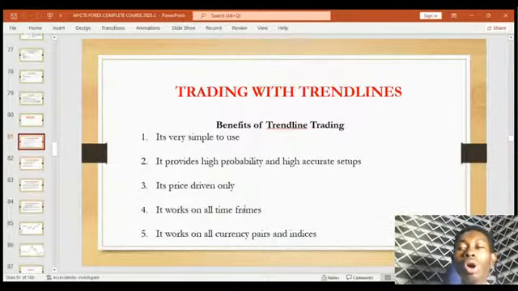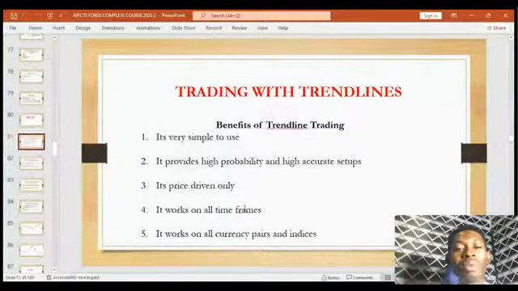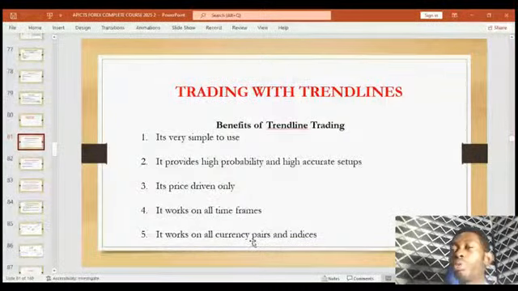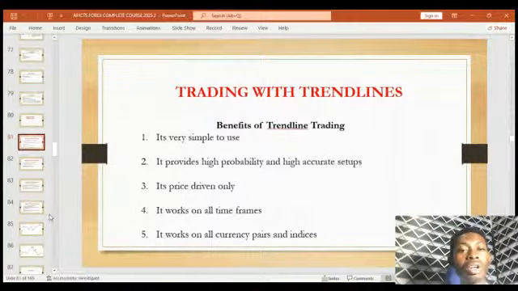It works on all time frames. People use trend line on 1 minute, on 5 minutes, on 15 minutes, and so on. There is no time frame you cannot use trend line on. It works on all currency pairs. There is no instrument you cannot use trend line on. It works everywhere.